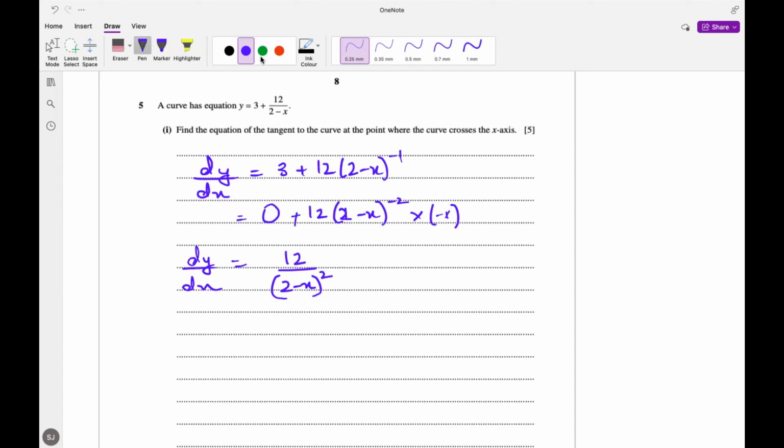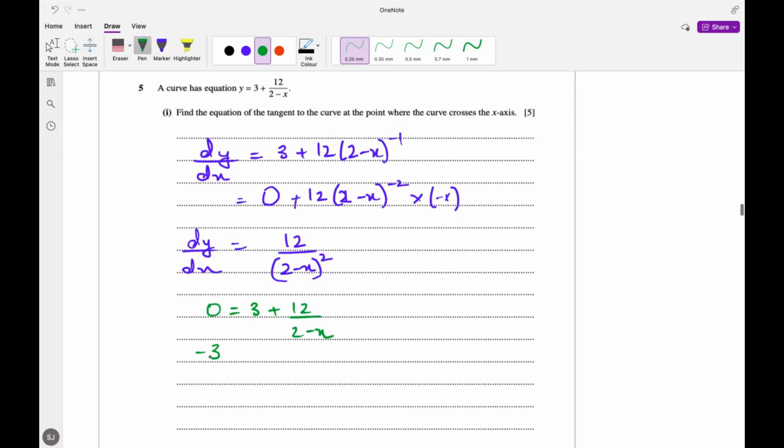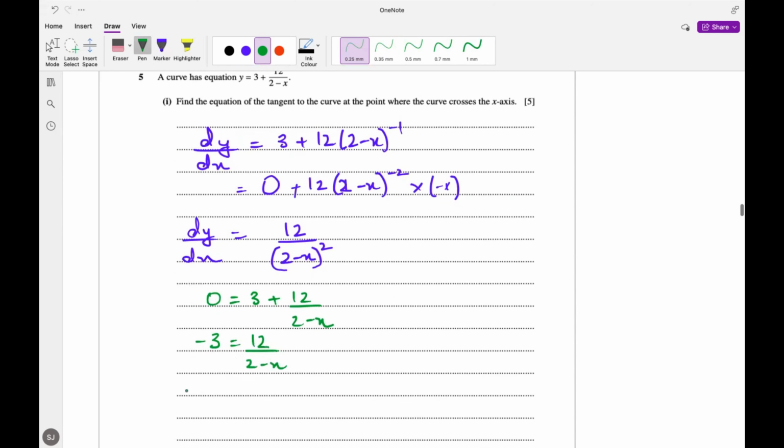Now, as we know the curve is crossing the x-axis, we'll put the value of y equal to 0. So substituting y equals 0, we'll get 0 equals 3 plus 12 upon 2 minus x. Taking the 3 on the other side, this will become minus 3 equals 12 upon 2 minus x. Cross multiplying, we'll get minus 6 plus 3x equals 12. 3x equals 18, and then x will be 18 upon 3, which is 6.